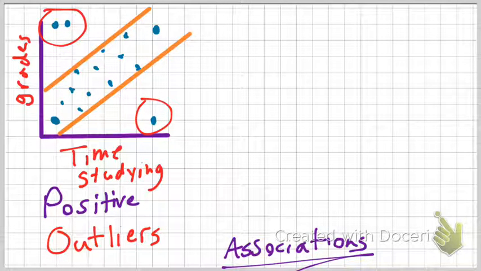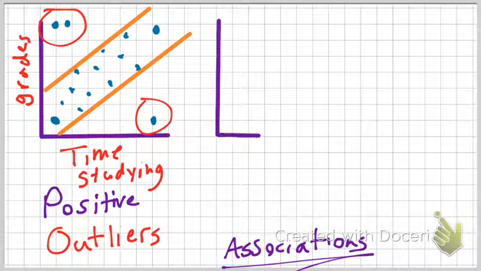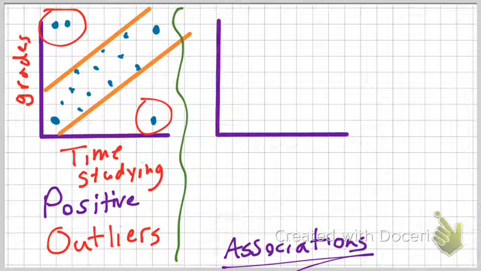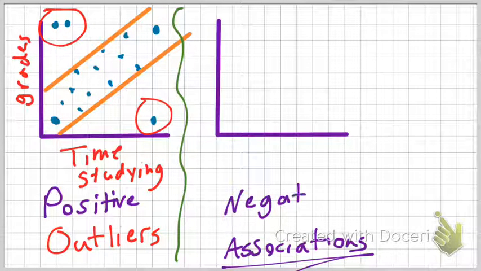So let's look at the next one. What do you think the next one's going to be called? Let's think critically here. Negative. Hey, there we go. Negative association. Now, with a negative association, when we had positive, we moved in the same direction, right? Now we're going to move in different directions.